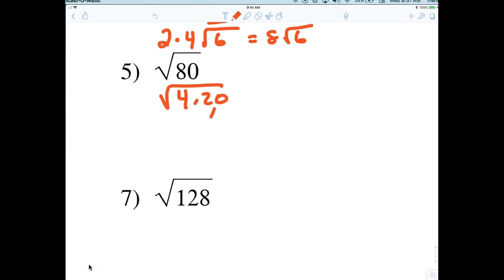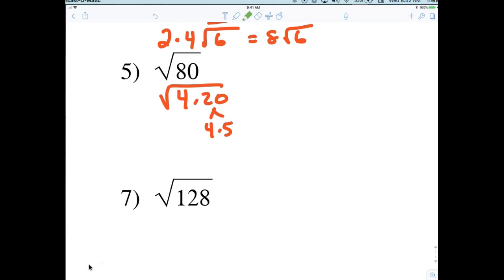And then 20 breaks down to what? 4 times 5. Is everybody hearing me? All right, please don't just write down my answers. Participate. What you're doing is you're training your brain. If you don't train your brain, no one else can do it for you. You're starting to see numbers differently now. You're supposed to see the perfect squares.